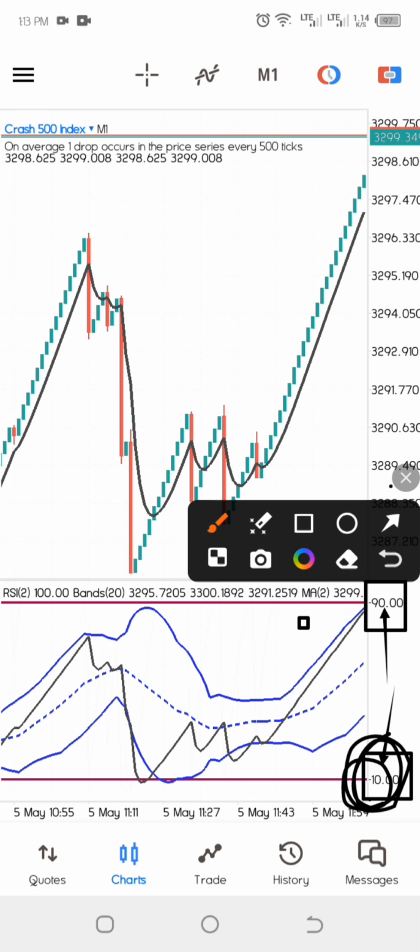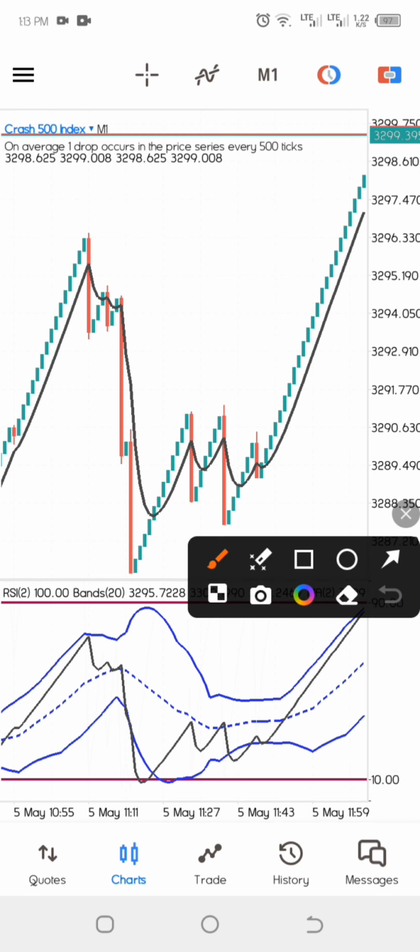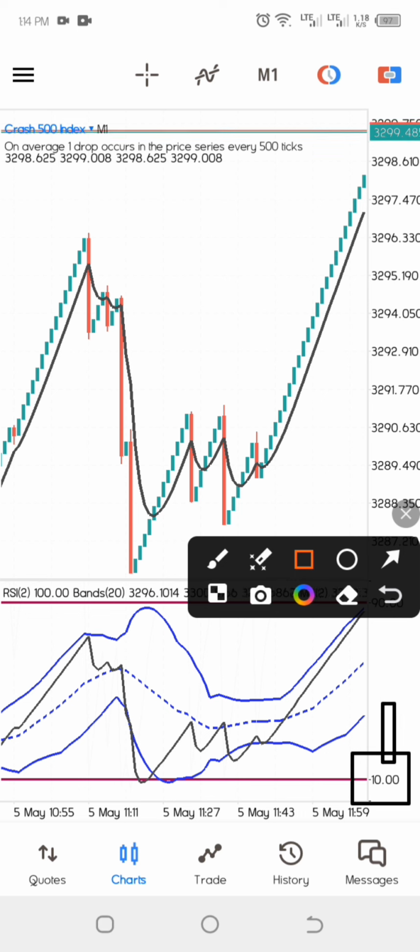Now, since we are on Crash, we're looking for the buys. Firstly, we want to make sure that we see these two lines right here, the Bollinger Bands line and the moving average line, come to the 10 level of the RSI. It has to come to this area which you can see right here. After you come to this area, the next thing you want to make sure of is that both lines touch the 10 level of the RSI, which you can clearly see right here. Both lines touch the 10 level of the RSI.